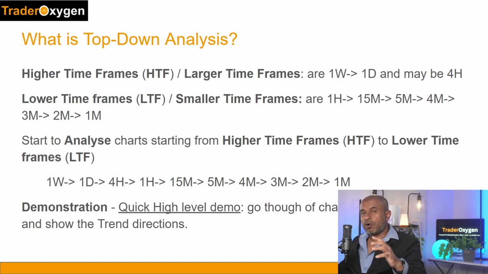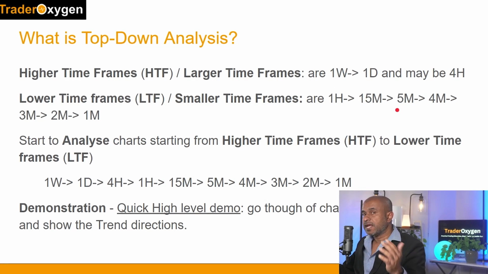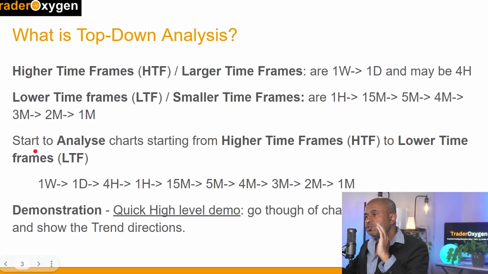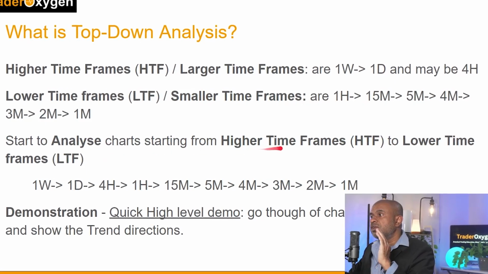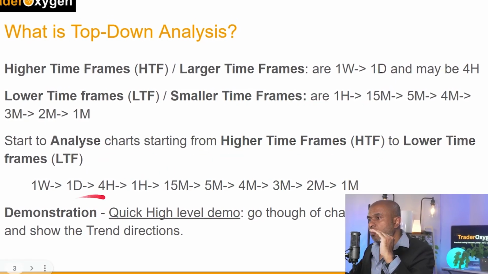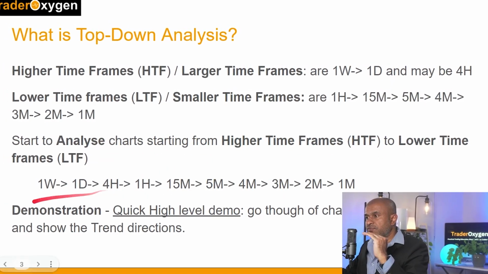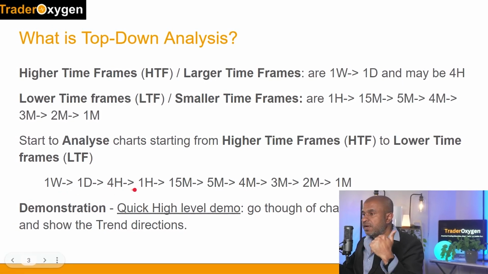Okay, so what is top-down analysis? Let's start from what are higher time frames. Higher time frames are mainly the weekly, daily and the 4-hour. What are lower time frames? They are mainly 1 hour, 15 minute, 5, 4, 3, 2, 1, even 30 seconds. Keep in mind that you start analyzing the charts from higher time frames, then you go all the way down into the lower time frames. Weekly, daily, that's where you start.